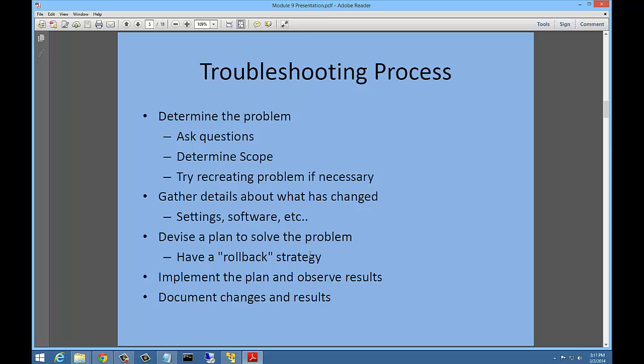Determine the problem, ask questions, determine the scope of the problem. Try to recreate the problem if necessary. You may want to have a sandbox lab where you can recreate problems by having software installed on a test server. Gather details about what has changed. Was there an update done? Was there a power outage? What other changes might have happened? Devise a plan to solve the problem. Have a rollback strategy. If the problem resolution you come up with actually makes things worse, you need to be able to roll that back. Implement the plan and observe the results. You've got to observe those particular results and, of course, document those changes and results for the next time you have a problem.